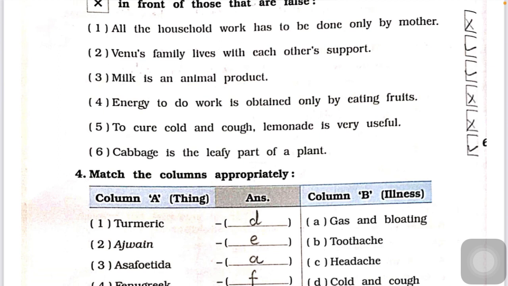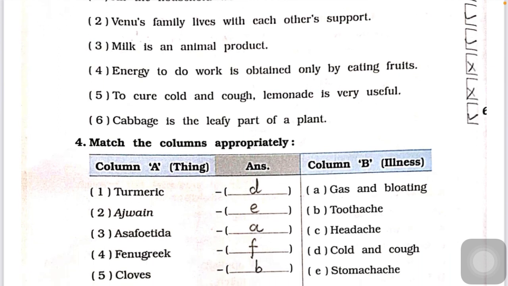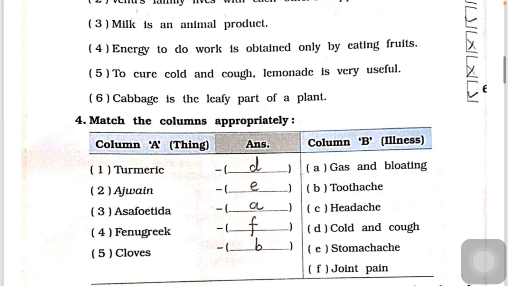So that is false. To cure cold and cough, lemonade is very useful. What is the meaning of lemonade? जो नींबू शरबत होता है ना, that is called lemonade. So that is false. Now, cabbage is the leafy part of a plant. Yes, cabbage is a leafy part of a plant. So we can say it's true.